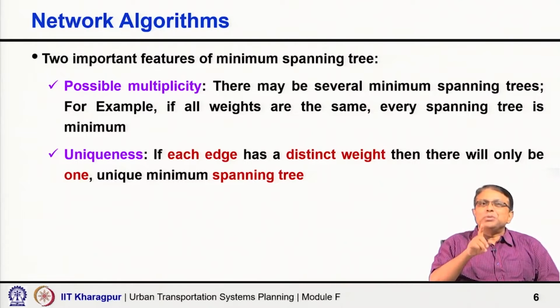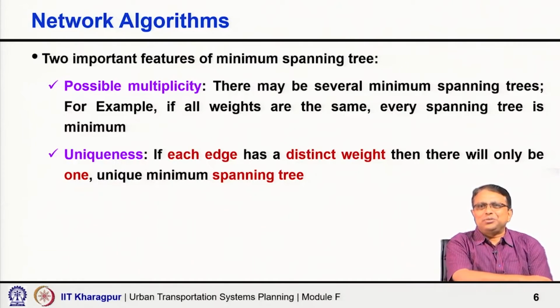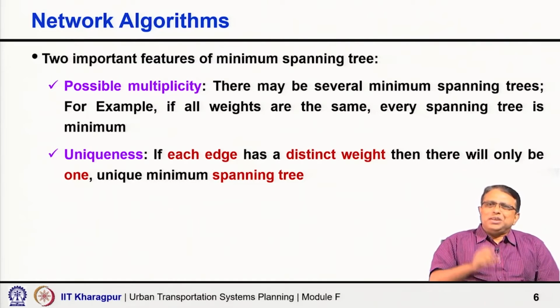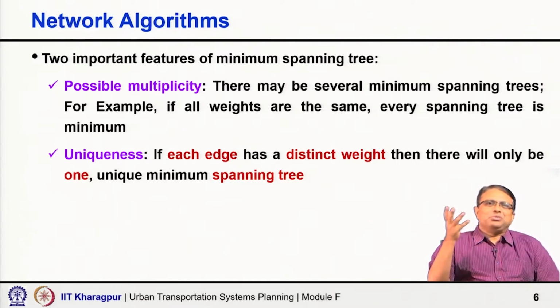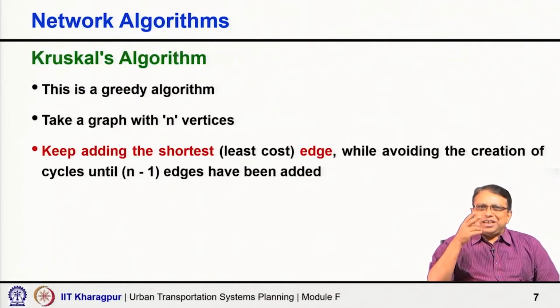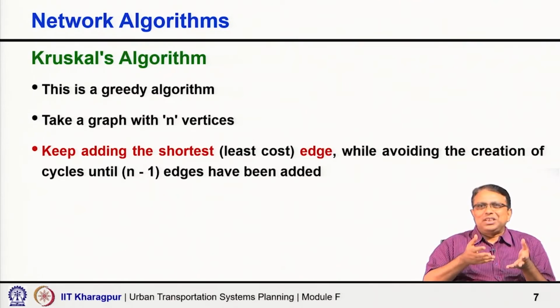So, the minimum spanning tree may be unique, or may also have possible multiplicity, depending on how the edges are and whether the link costs are the same or different, that will govern. So, let us talk about two algorithms. We shall discuss two algorithms here, how to get a minimum spanning tree from a set of links.